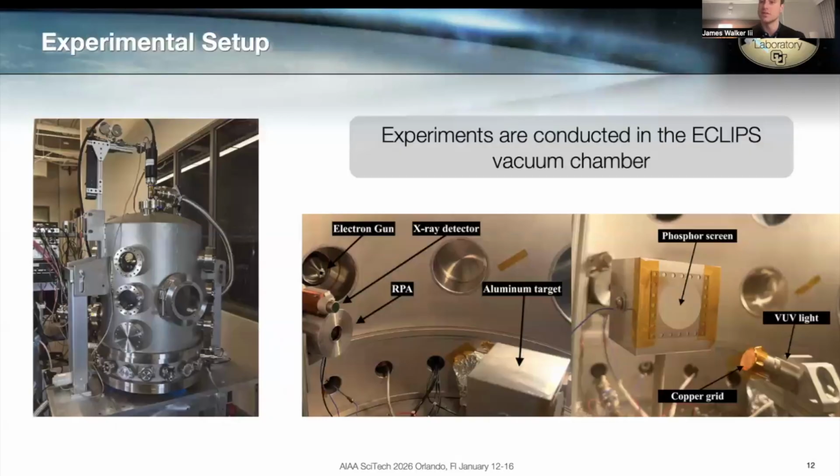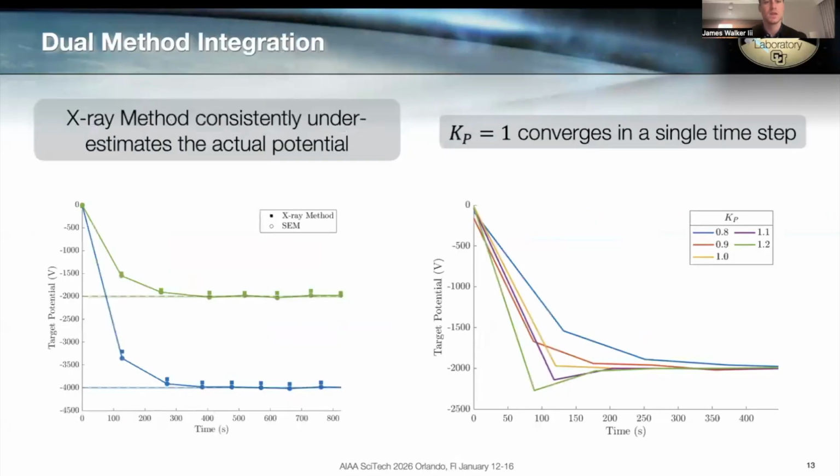This work is mainly experimental, and experiments are conducted in the Eclipse vacuum chamber at CU. This vacuum chamber was specifically designed to explore charging behavior of spacecraft. Getting right into it, once we integrated our dual method into our active charge control, we found that we are able to still get that nice stable control.